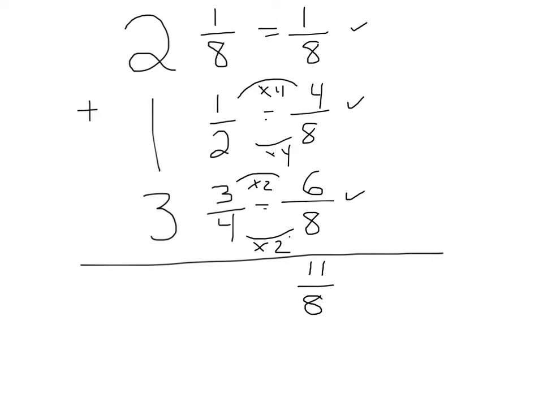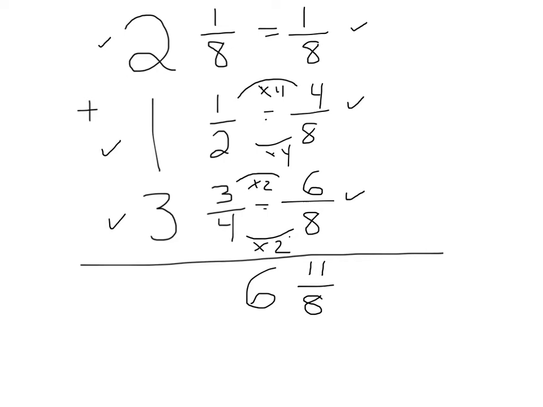And now I add the whole numbers. 2 plus 1 plus 3 makes 6. So now my answer is 6 and 11/8. But the problem is that my answer is not in simplest form because I have an improper fraction, and improper fractions are never in simplest form. So I need to take this improper fraction and make it a mixed number.